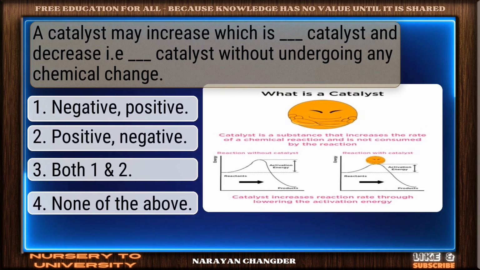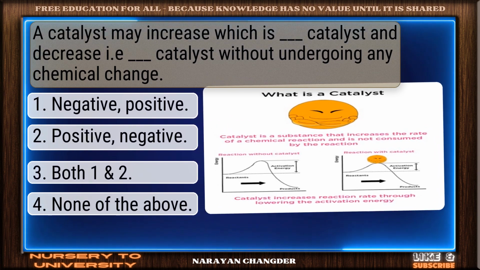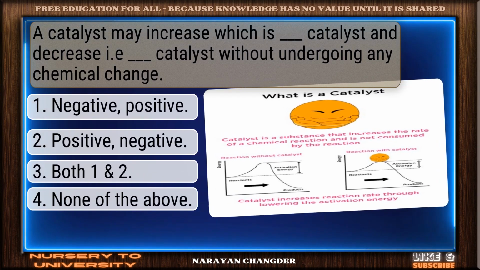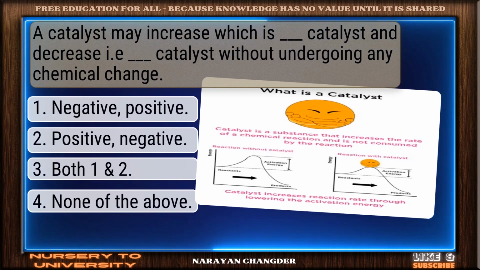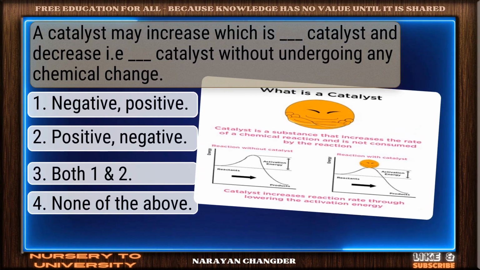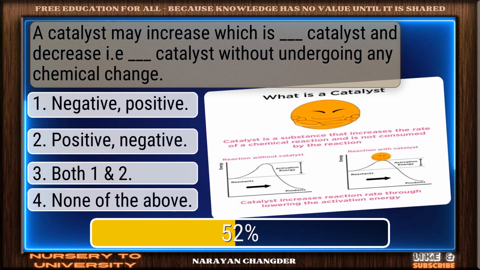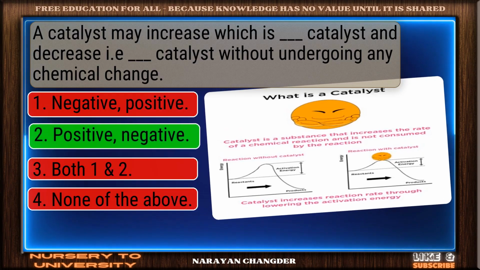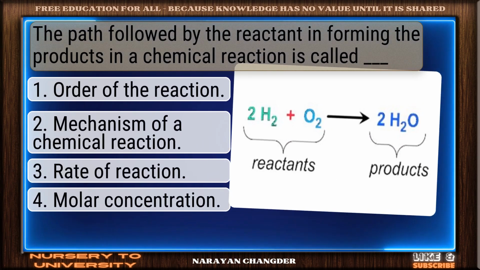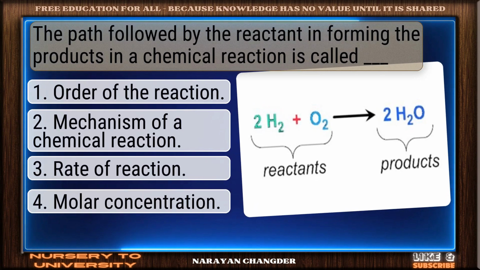A catalyst may increase, i.e. positive catalyst, and decrease, i.e. negative catalyst, the rate of reaction without undergoing any chemical change. Option 1, negative. Option 2, positive. Option 3, both 1 and 2. Option 4, none of the above. Good job, positive, negative.